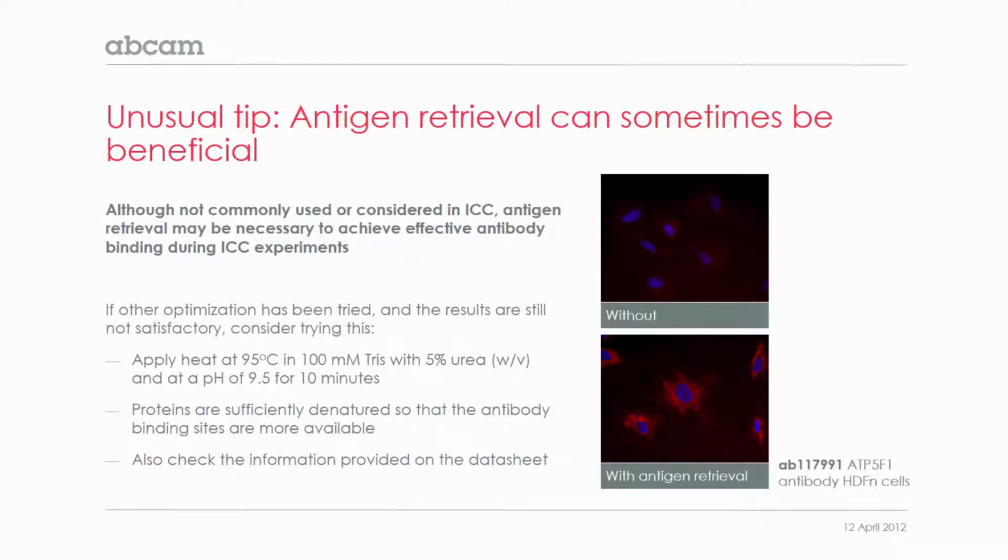Before we leave the procedure, I just wanted to mention an unusual tip to you, and that is to use antigen retrieval, which can sometimes be beneficial. Now, antigen retrieval is most commonly used, of course, in immunohistochemistry on paraffin-embedded sections, and it is used to break the crosslinks that are placed there by the paraformaldehyde, and this means that the epitope becomes more accessible to the antibody. So it's not a technique or part of the procedure that's usually used in immunocytochemistry.